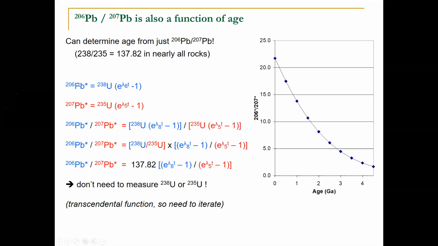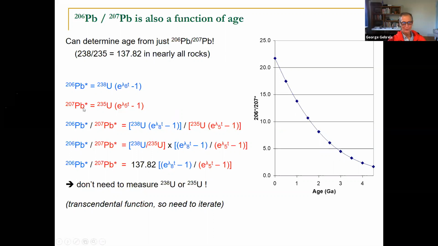Okay, so what we're going to do is take the 206, 238 system and divide by this one, right? So blue over red. Same thing over here, blue over red. And then we're going to start to rearrange this a little bit. We've got 238 and 235. How about if we take that out and just make 238 over 235 here, times the decay part for 238 over the decay part for 235, right? So just rearranging a little bit.